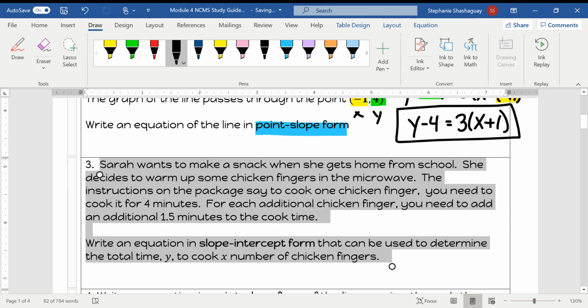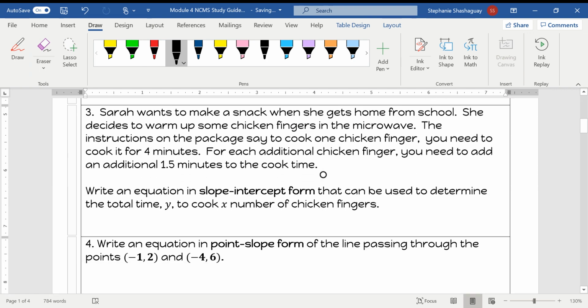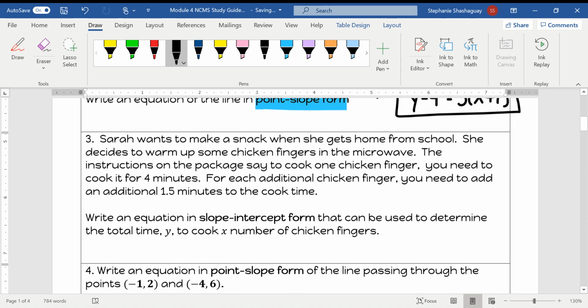Okay, let me get rid of that. Don't need to edit that. All right, moving on to question number 3. Sarah wants to make a snack when she gets home from school. She decides to warm up some chicken fingers in the microwave. The instructions on the package say to cook 1 chicken finger. You need to cook it for 4 minutes.